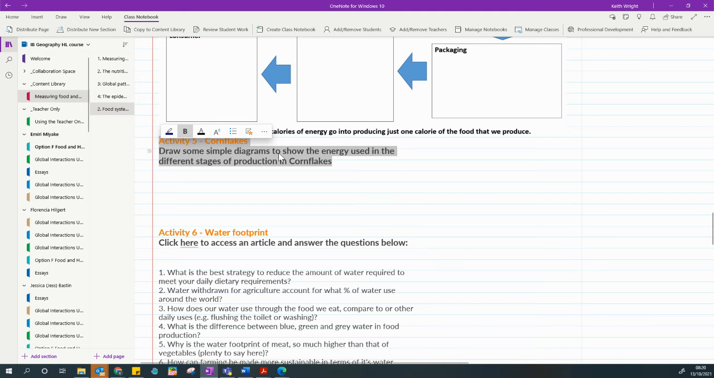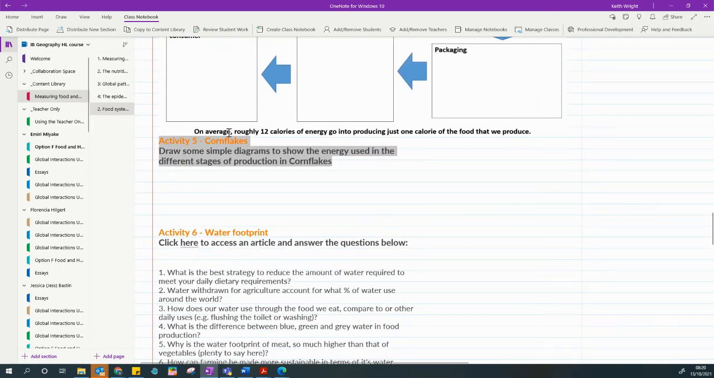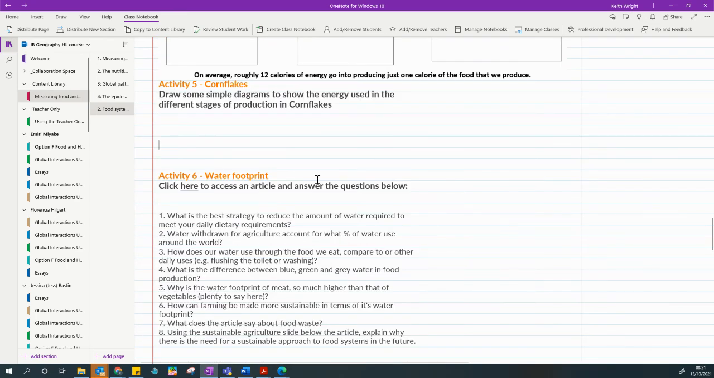But of course, this lesson doesn't take place till Thursday after we get back. So what I would say is, get up to activity 5, simple diagrams for different stages in production of cornflakes. Don't worry about that unless you do finish early, which I don't think you will. And that's it. For home learning, just ensure that you've finished up to activity 5.